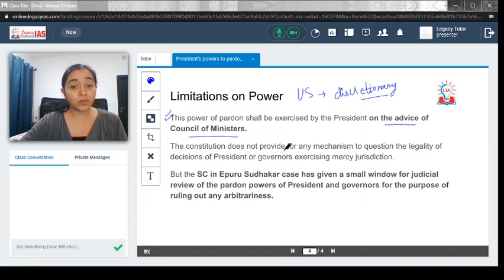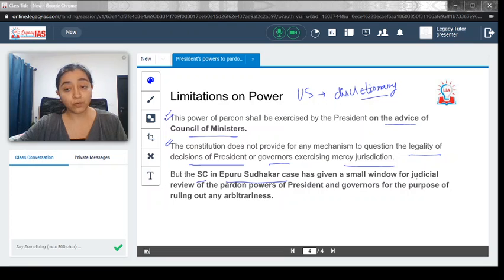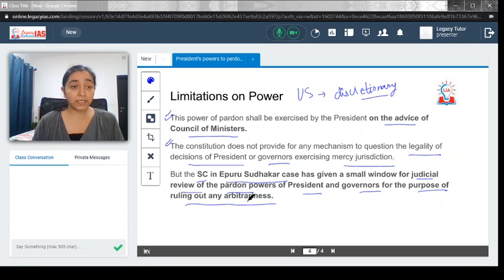The Constitution does not provide for any mechanism to question the legality of the decisions of the President or Governors exercising mercy jurisdiction. Basically under the Constitution there was no provision that they have to provide reasons for why they pardoned somebody. But in the Supreme Court case, the Epuru Sudhakar case, just remember this name, the Supreme Court has given a small window for judicial review of the pardon powers of the President and Governors for the purpose of ruling out any arbitrariness. Earlier, the Constitution itself had not defined any mechanism of judicial review in case of the President exercising his pardoning power. But in the Epuru Sudhakar case, the Supreme Court said that it could do a judicial review of the pardoning power if it finds the power to be used in an arbitrary manner.